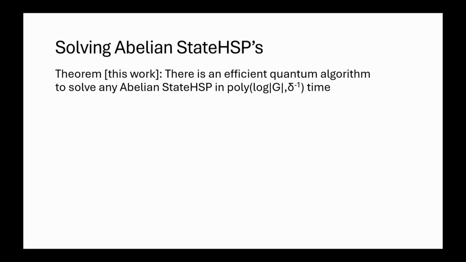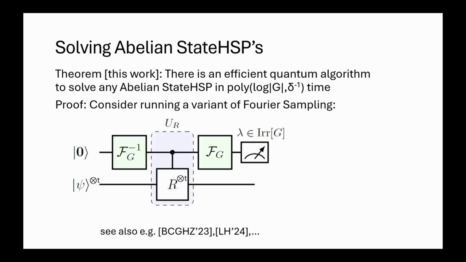So we know that standard abelian HSPs are efficiently solvable. And in this work, we show that this extends to abelian forms of the state HSP as well. So there's an efficient quantum algorithm to solve any abelian state HSP in time polylog the order of the group and this non-triviality parameter delta.